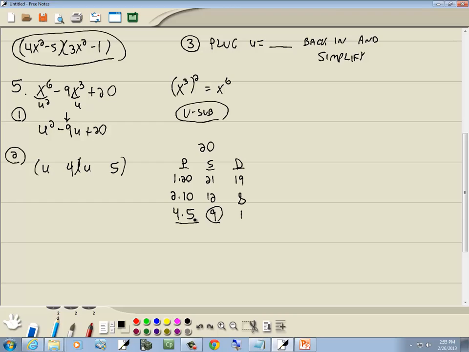Now the larger number in the P column that we're using, which is the 5, is always going to be the same sign as the middle term, which was negative. The number I circled is in the S column, S for same sign, so if that one's negative, then the other one has to be negative. Step 3. Plug your u equals back in at this point. We said u is equal to x to the third, so we'll put x to the third in for the u. So we got x to the third minus 4 times x to the third minus 5. And that's our answer.